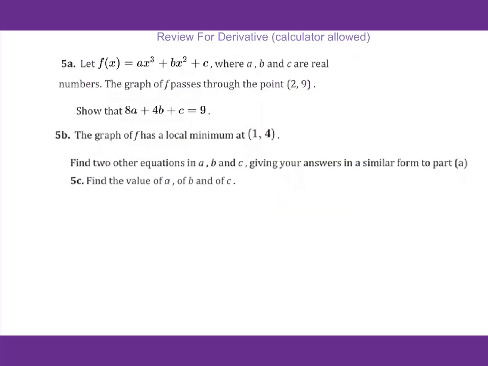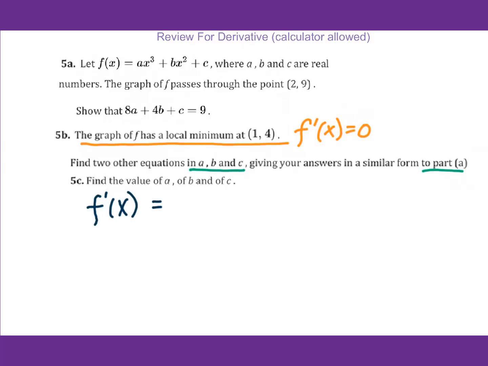Let's go to 5b. The graph of f has a local minimum at (1, 4). When you see local minimum, you've got to know the derivative of f(x) equals 0. Find two other equations in a, b, c, giving your answer in similar form to part a. What's the derivative of f(x)? You will get, drop down this, 3ax squared plus 2bx.